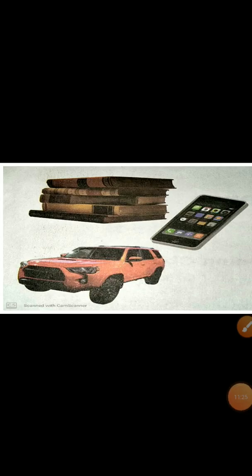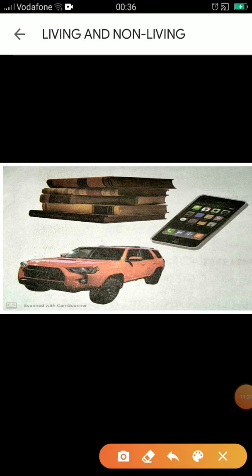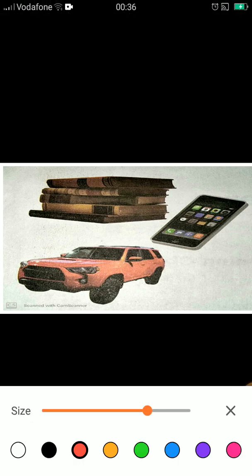Children, now have a look at a few pictures. On the things which are living, we are going to put a right or a tick. And the things which are non-living, we are going to put a cross. Now, before I put the tick or cross, you be ready with your answer. So, are you ready? Okay, so the pictures that you can see, what do you think? Are they living or non-living?